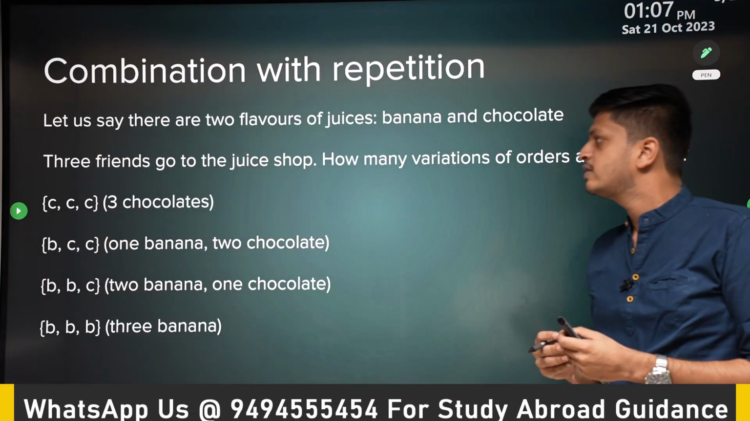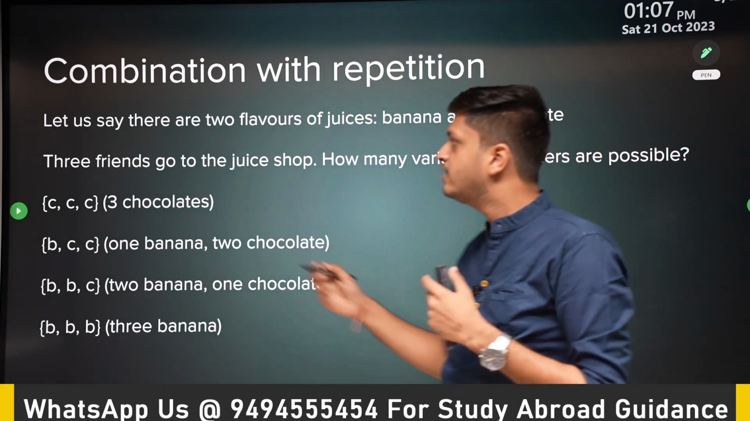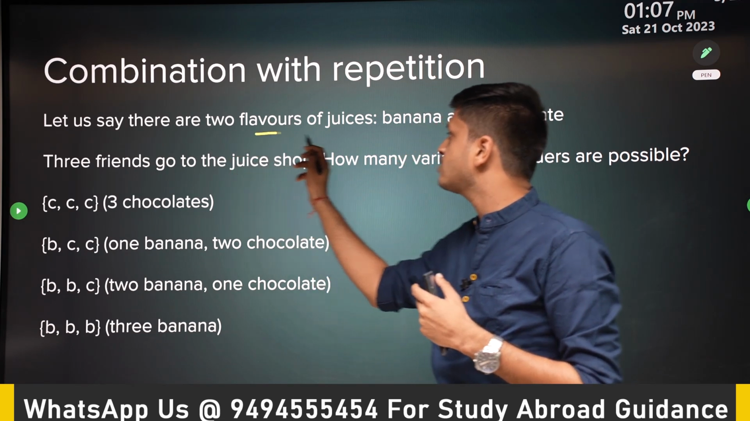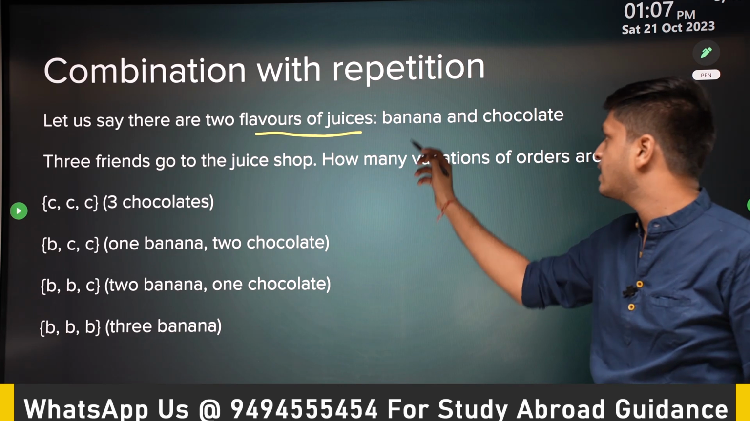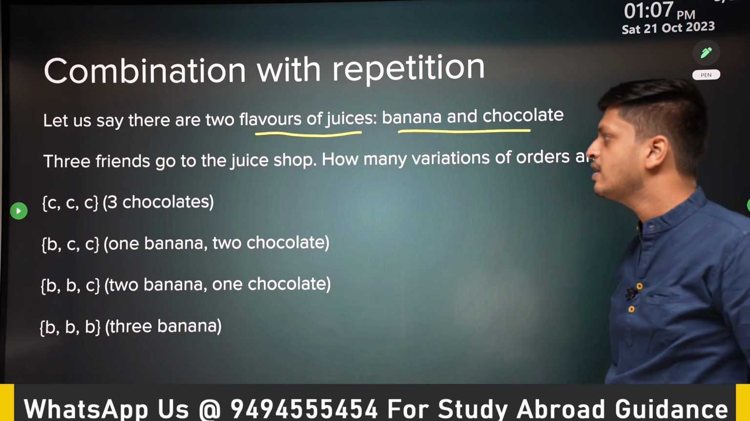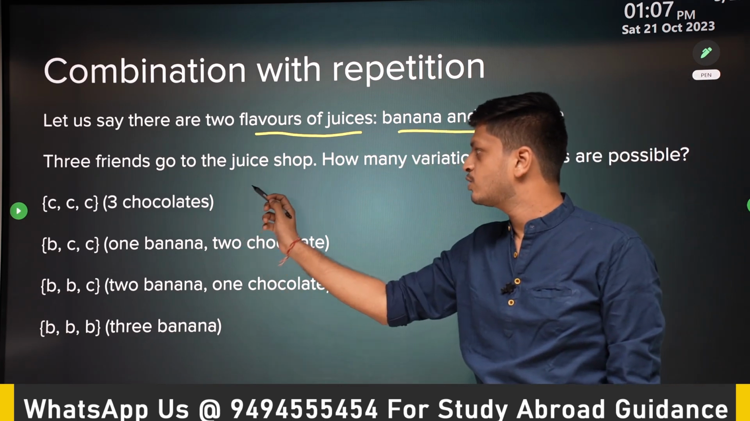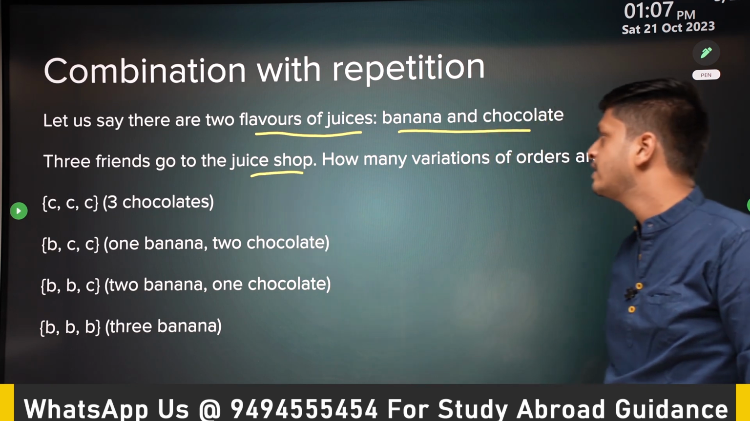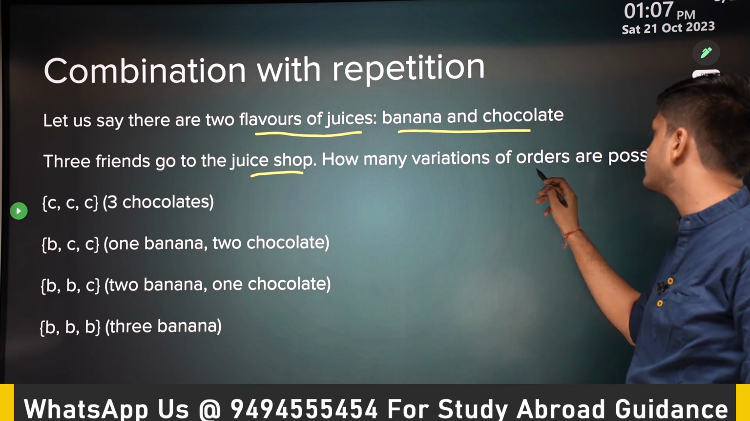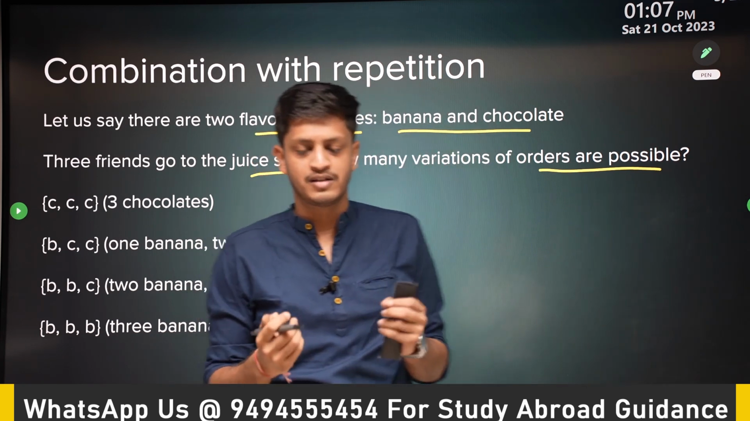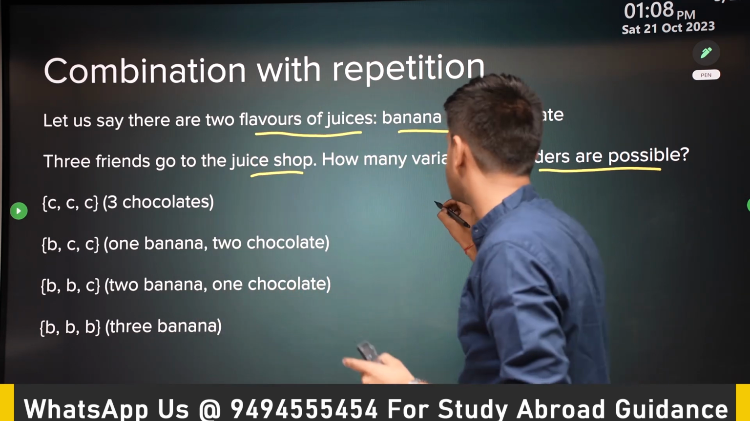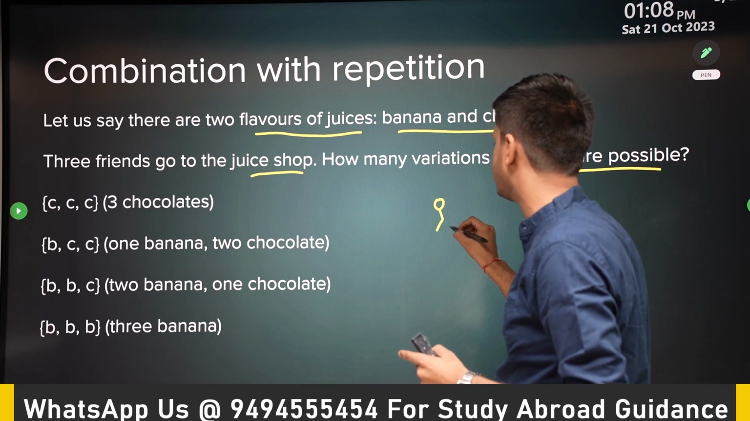Cool. Moving forward. So again, this is an example. Let us say that there are 2 flavors of juices available in a juice shop. Okay, banana and chocolate. And 3 friends go to the juice shop. In how many variations of orders are possible? So here, it is a slightly ambiguous question. So one thing is, if you consider these 3 people to be different.